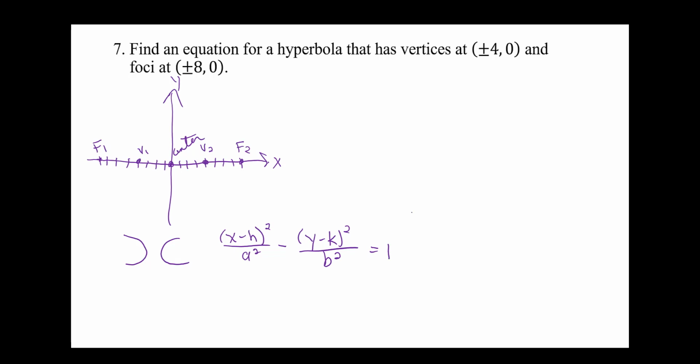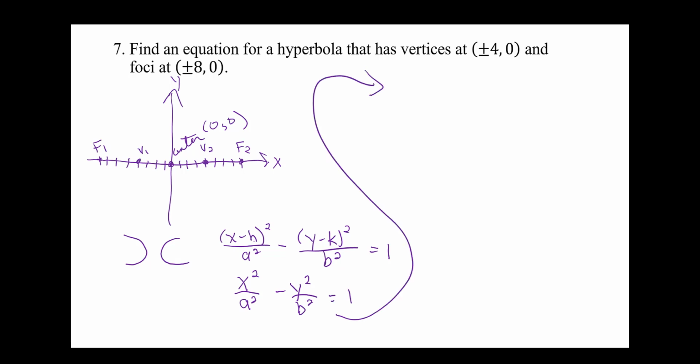And so the center, being right between vertex 1 and vertex 2, is going to be at the origin. We can actually refine this formula a little bit, putting 0 in for h and k. We have x squared over a squared minus y squared over b squared equals 1. Okay, and let's figure out what a and b are. So I think we have a, don't we? So a is the distance from the center to a vertex, which would be 4.